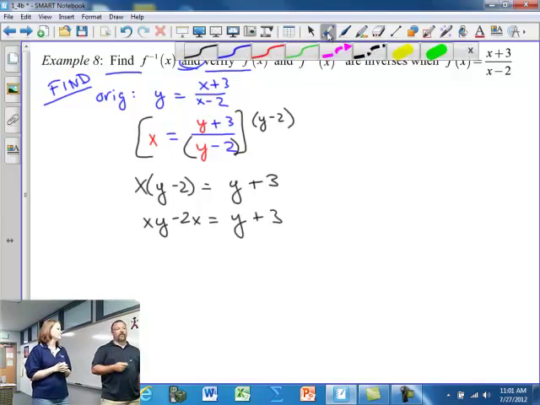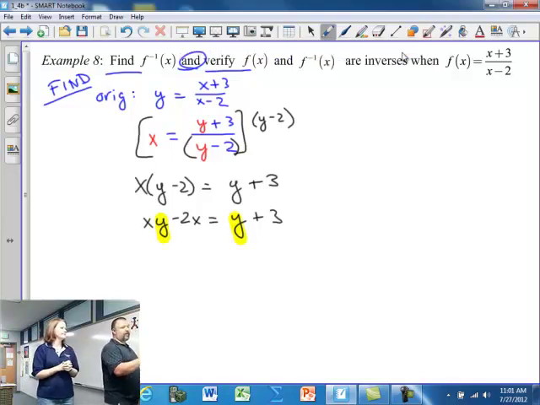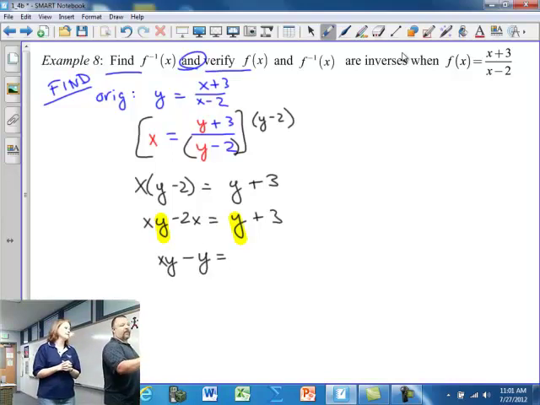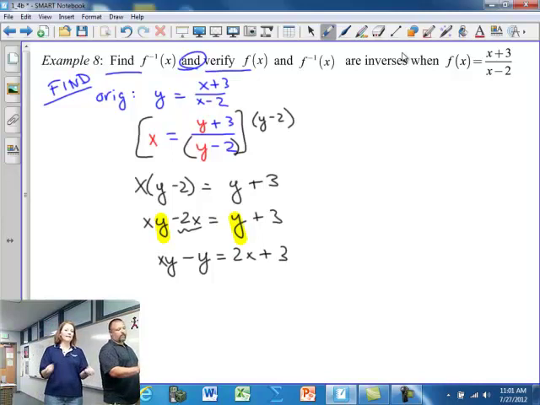When we have variables on two different sides, we'd like to put them on the same side. Which side would you like them on? The left. So we're going to subtract the y from the right side, which means we want everything else on the other side. So we're going to move this 2x to the other side by adding it: 2x plus 3, and there's a positive 3 over there already.